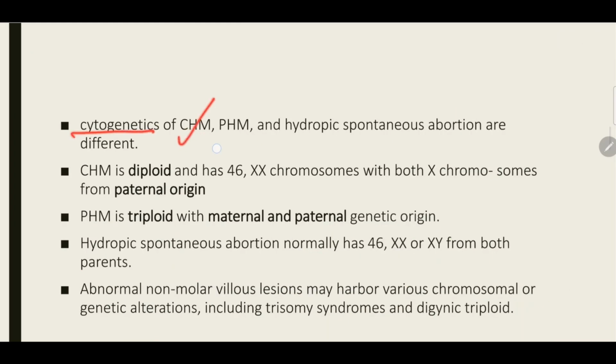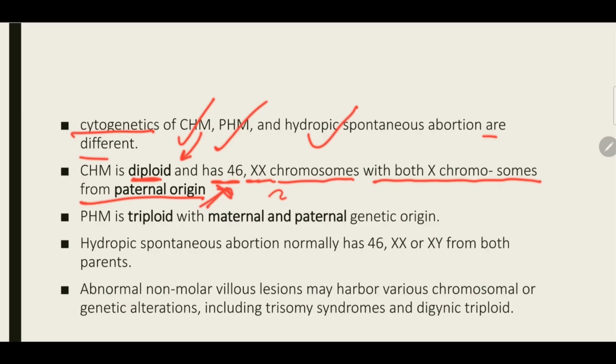Cytogenetics of complete mole, partial mole and hydropic spontaneous abortion are different, because complete mole is diploid, 46 XX chromosomes, with both X chromosomes of paternal origin. There is no maternal genome, so there is no p57. Whereas in partial mole, it is triploid with maternal and paternal genetic origin, so there will be p57 nuclear staining.